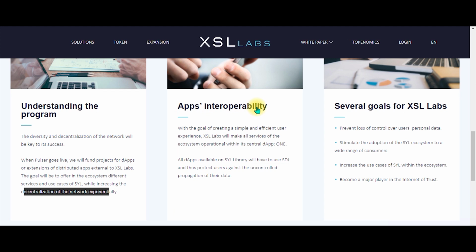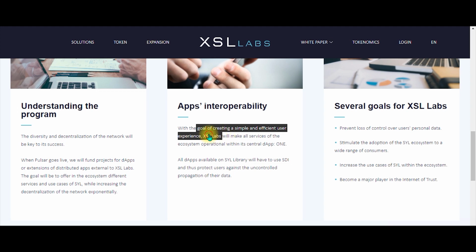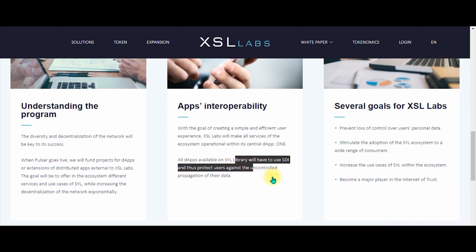Then apps interoperability. What they mean over here is that they are going to create an efficient user experience through XSL Labs. The aim will be to make the whole central ecosystem operational within the central dApp. So when that happens, everyone has to use SDI, which will help protect against data propagation, or your data getting stolen, because it's protected by SDI.